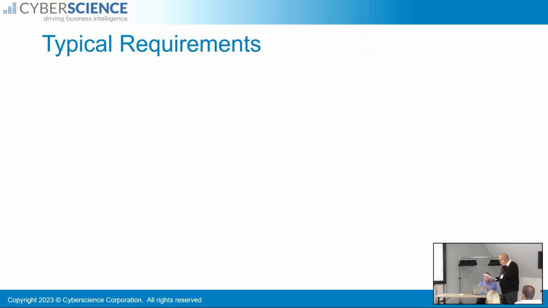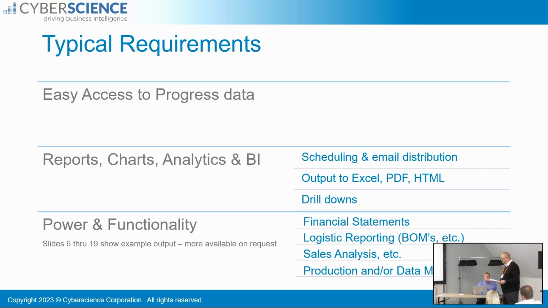Okay. So I'd just like to set the scene a little bit and talk about typical requirements that Progress and other end users often have. Hopefully these will sound familiar. So typically people are asking for easy access to the information locked in the Progress data. They may also require access to other applications as well.